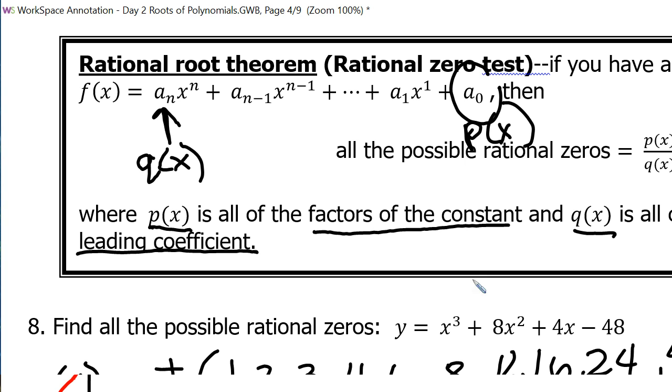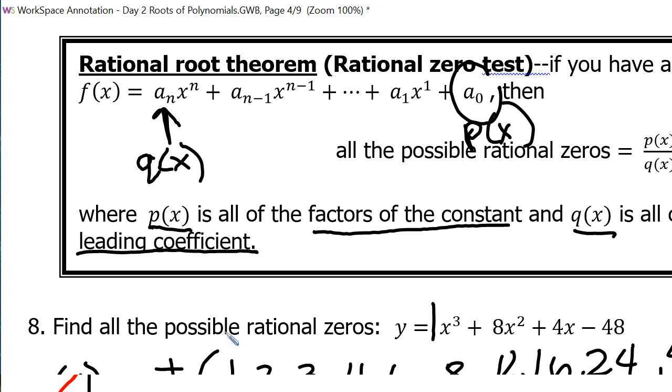Now that's just for P of x. Now we have to have Q of x in the denominator. Same thing. This could also be plus or minus. And they said Q of x is all the possible factors for what? The leading coefficient. And in this problem, what is the leading coefficient? 1. It's a 1. Well, what are the only factors of 1? 1.